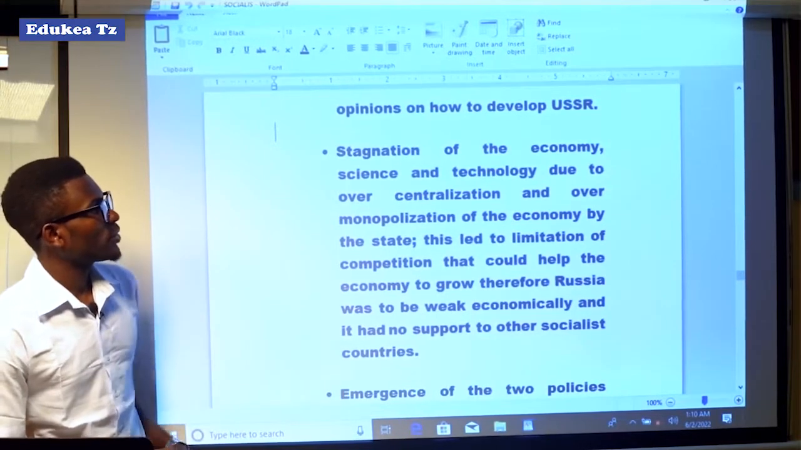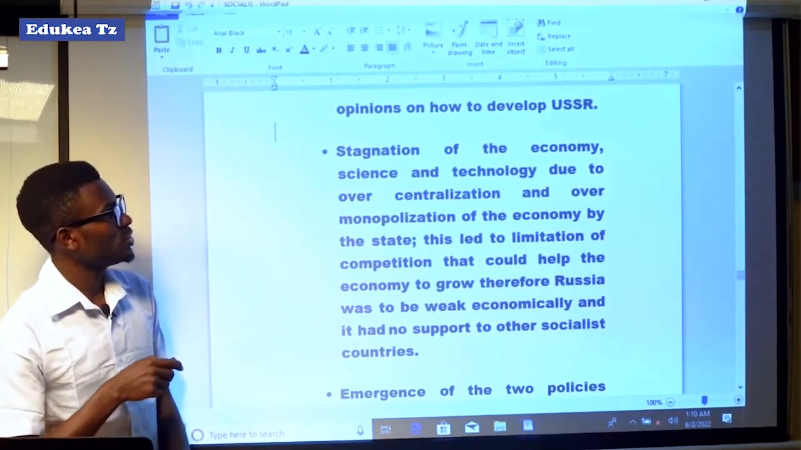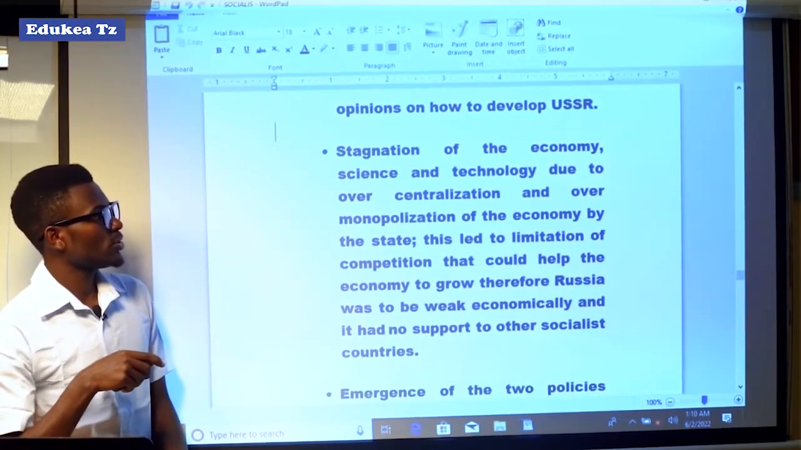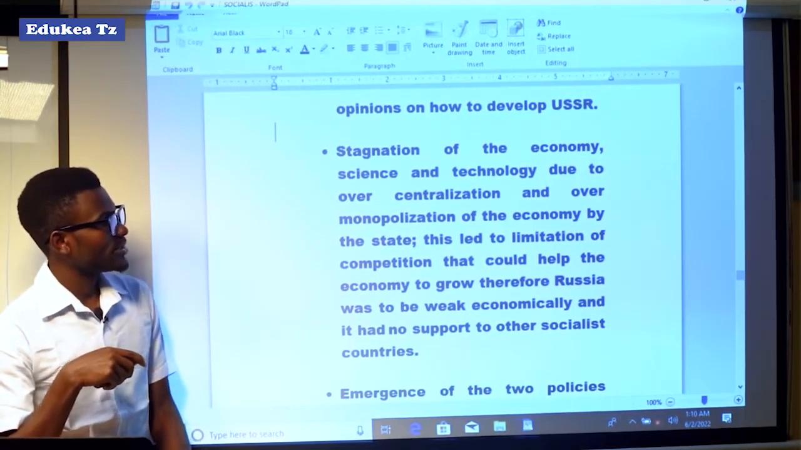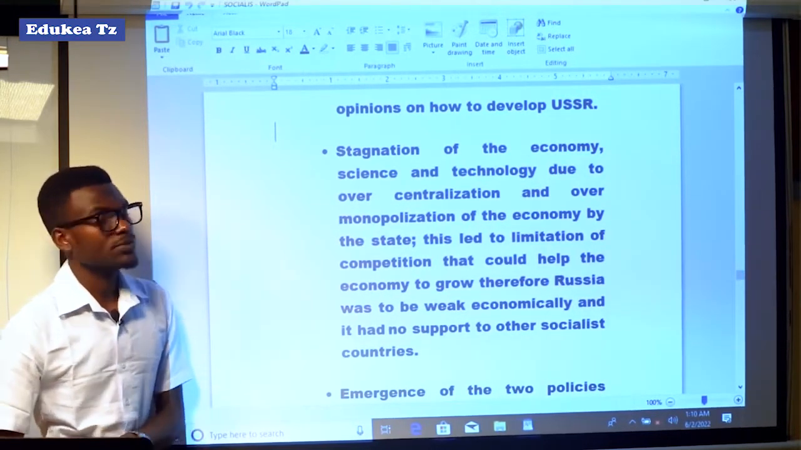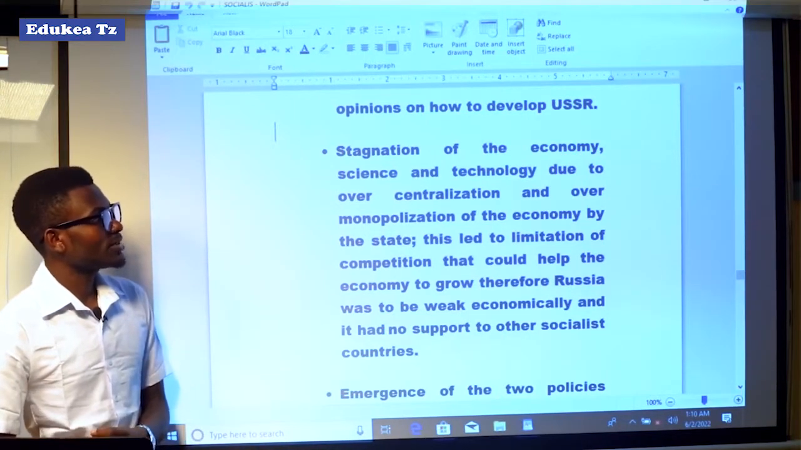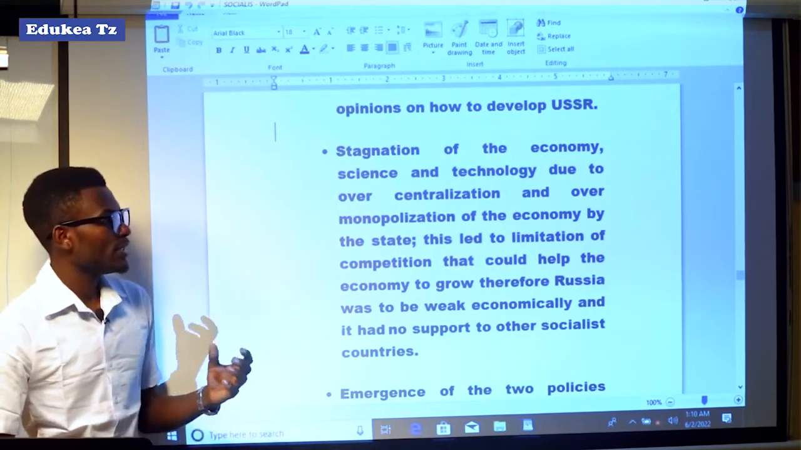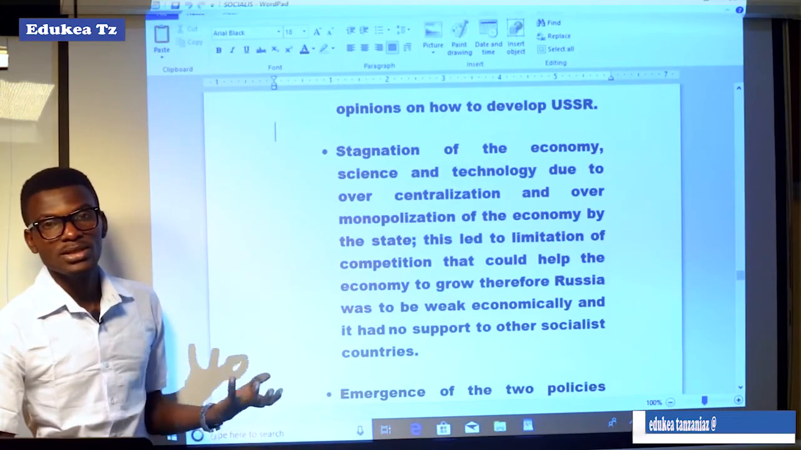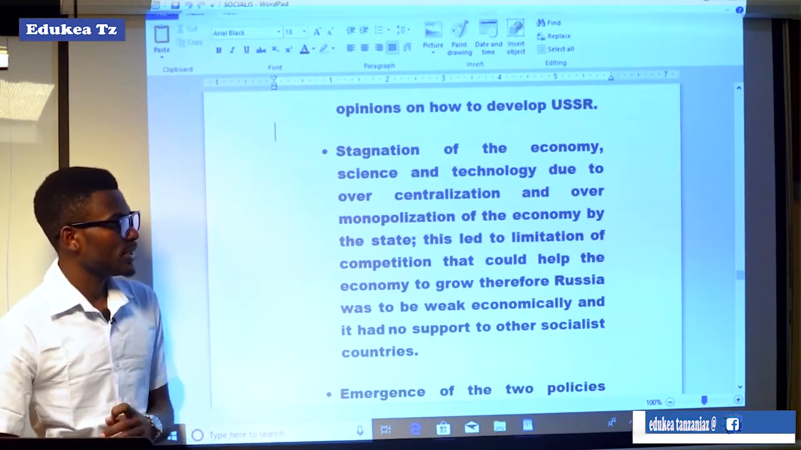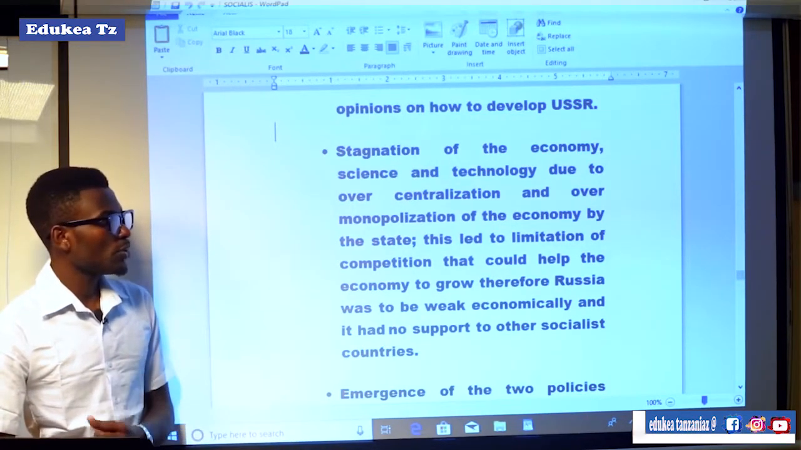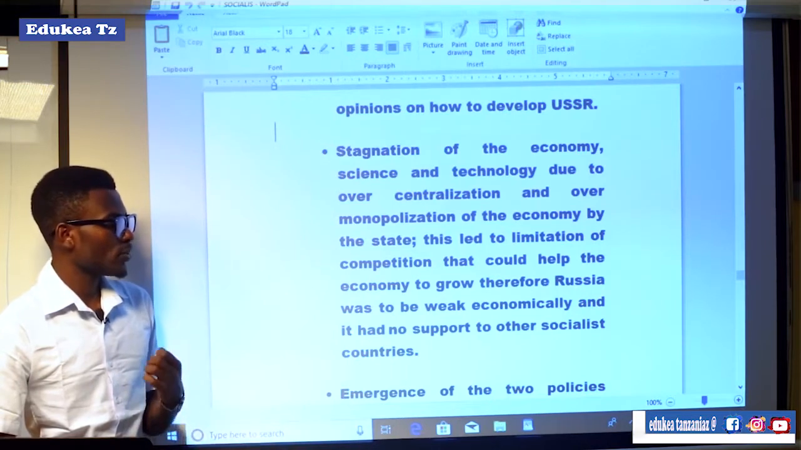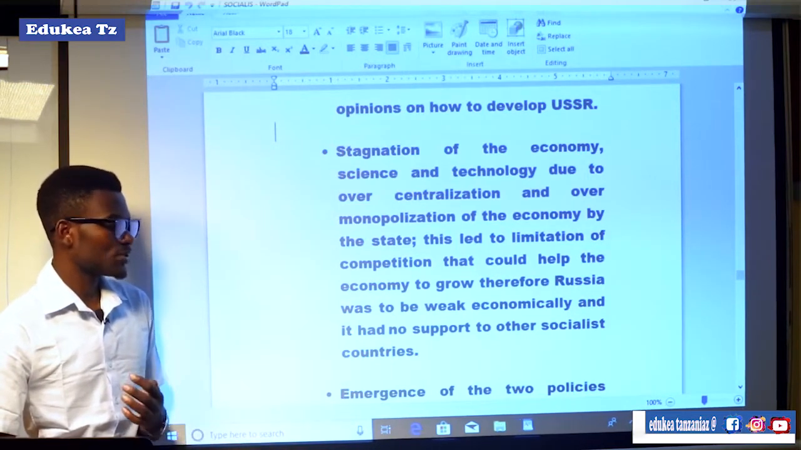Another factor for the collapse of the USSR was the stagnation of the economy, science and technology due to over-centralization and over-monopolization of the economy by the state. After the Russian Revolution, the economy, science and technology were centralized and monopolized by the state, and this limited the competition that could help the economy to grow. Therefore, Russia was weak economically and had no support from other socialist countries.